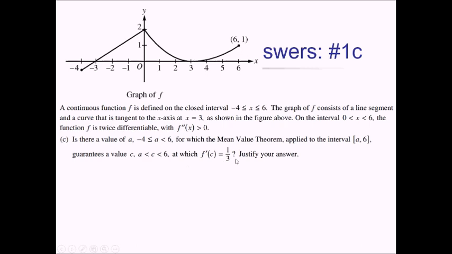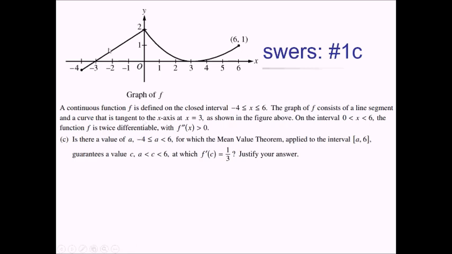Normally with a mean value theorem problem, they give you a set interval and you just have to find the average rate of change over that interval and show that it matches some instantaneous rate of change. You also have to show differentiability and continuity. So it's not an easy thing, but here we're dealing with a moving target, this a value. So a could be anything on the interval from -4 to 6.